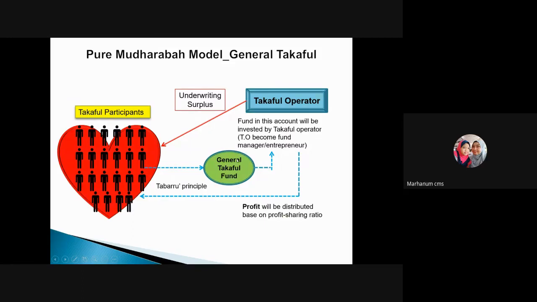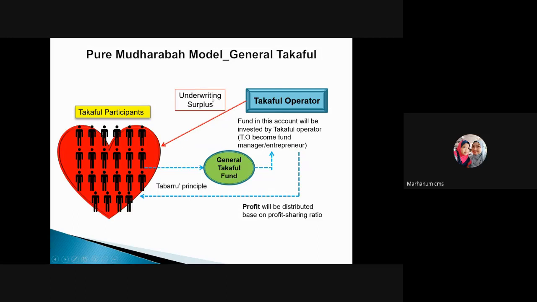General Takaful fund here has no elements of saving. So this fund is basically called a risk fund. When the risk happens, the Takaful operator will use this fund to pay for the claim. Okay, why do we call it a pure Mudarabah model?